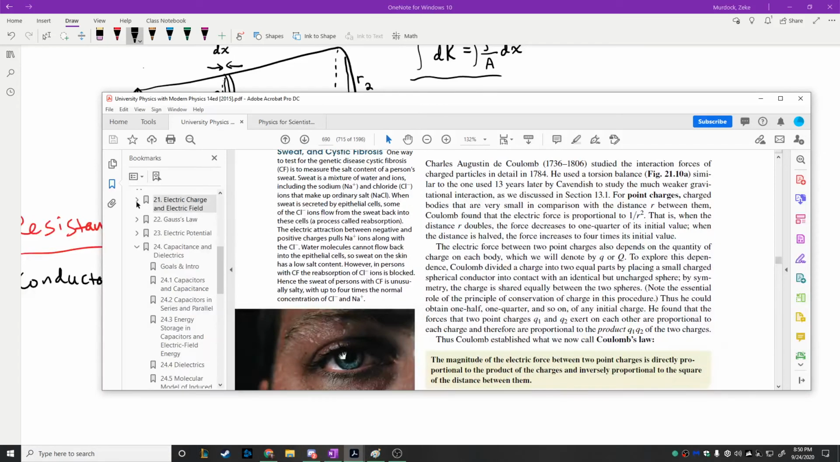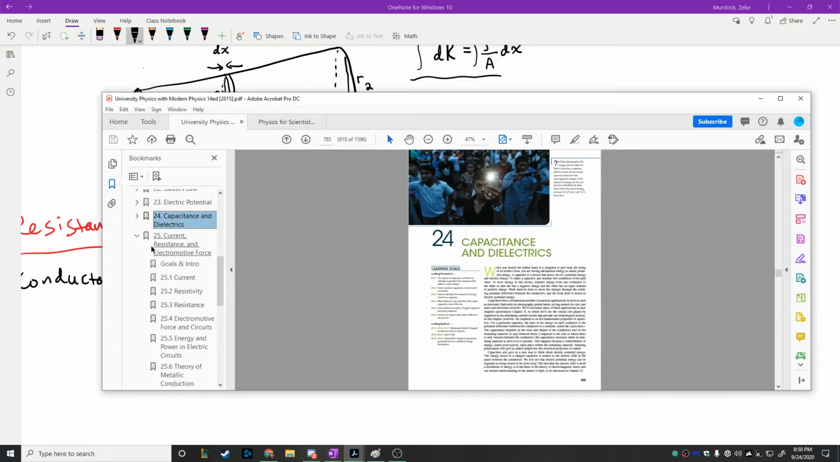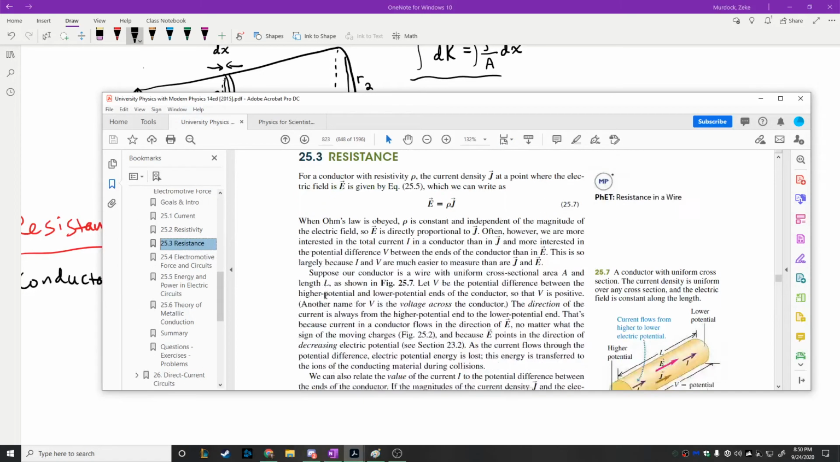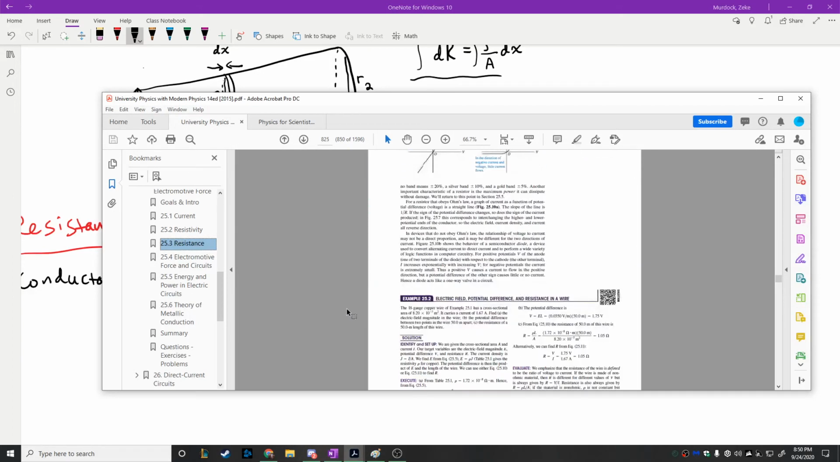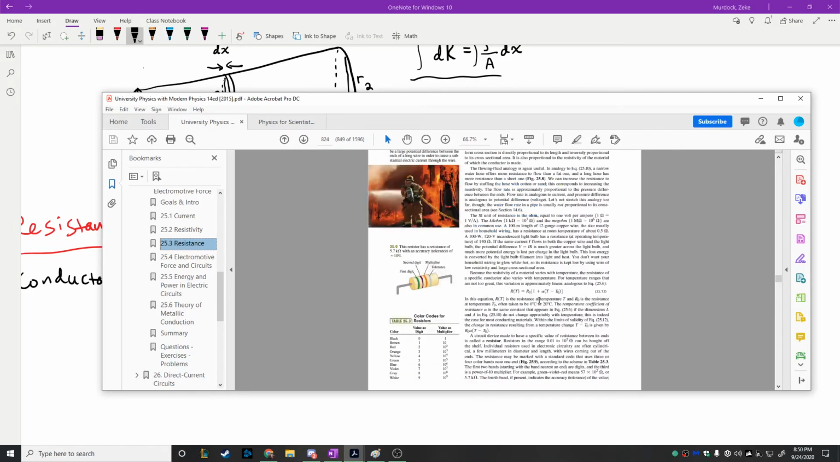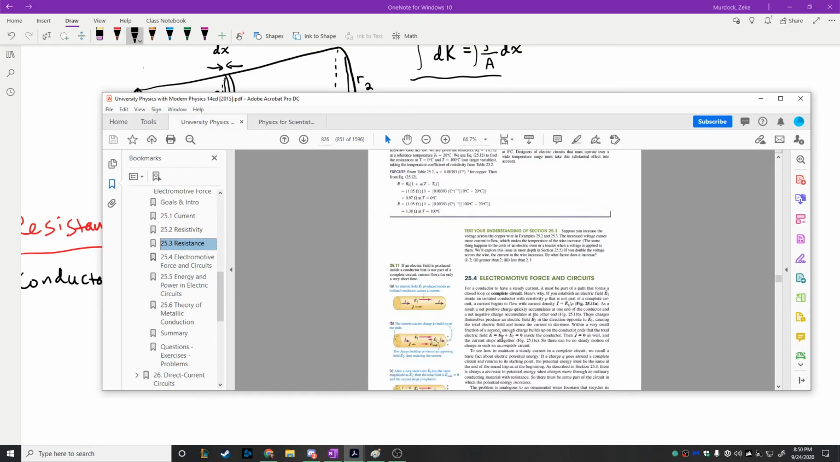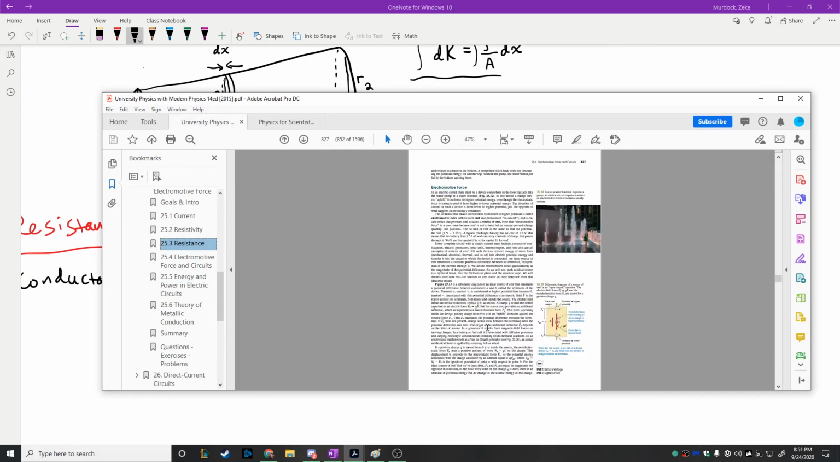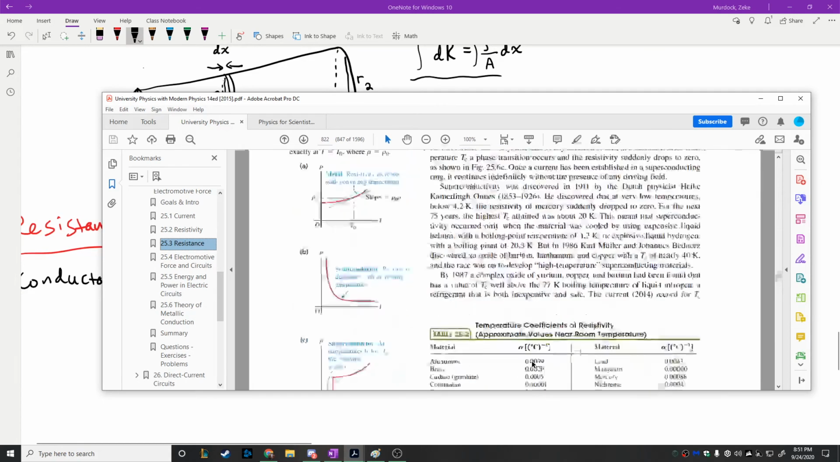Coulomb's law. We're in the wrong chapter. Not this chapter, this chapter. Resistance. Oh, it's right there. I've lost my mind. I know it's at the very bottom of one of these pages. There it is down there.